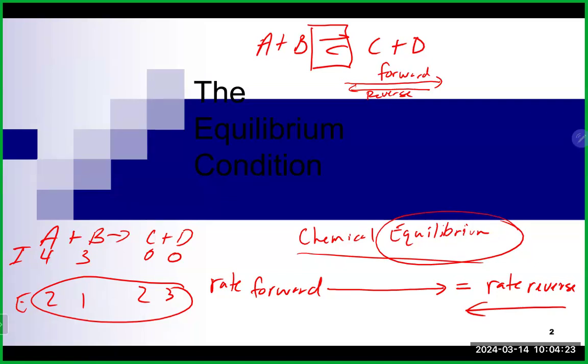But again, it does not mean that we have equal amounts of everybody on each side of the arrow. It just means pretty much wherever they are at that point when it reaches equilibrium, that's where they stay, basically, until you do something to mess it up. Any questions on that there?